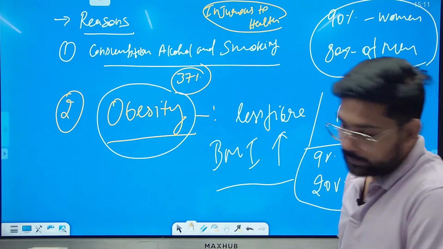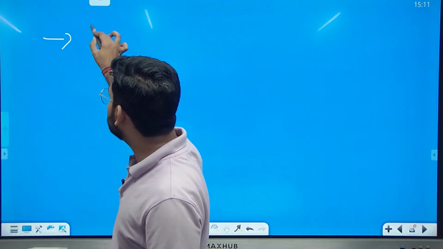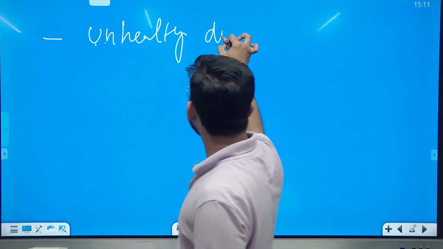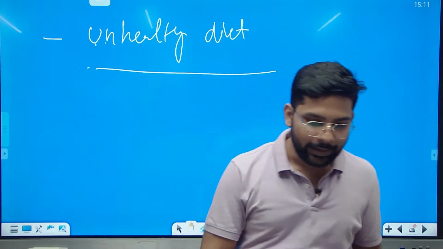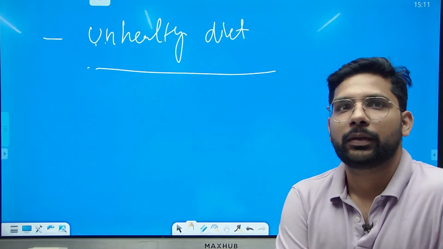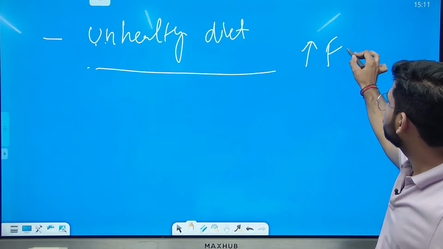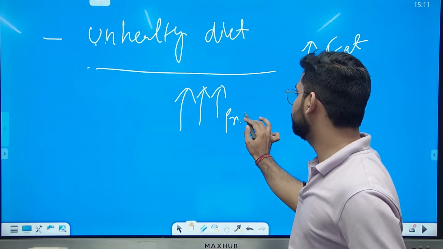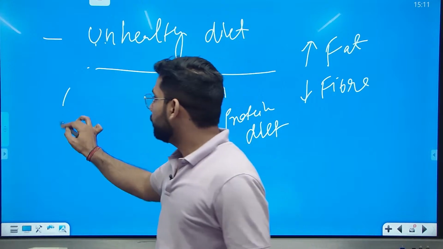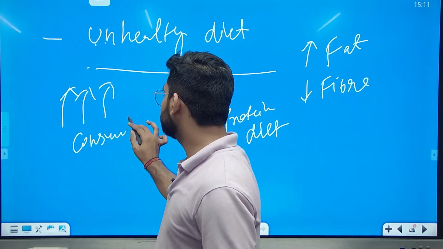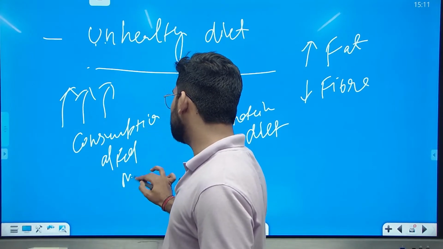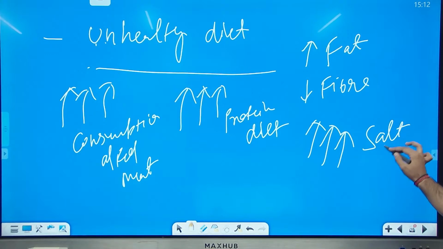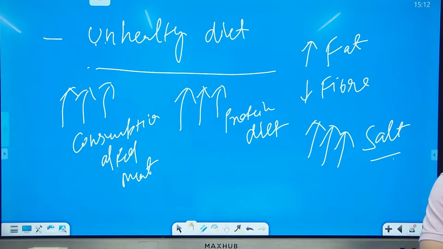थर्ड पे आते हैं स्पेसिफिकली द अनहेल्दी डाइट. ओबेसिटी जिसका रीजन भी एक, आप फिजिकल एक्सरसाइज नहीं करते, अनहेल्दी डाइट खाते. द थर्ड इज द अनहेल्दी डाइट. In unhealthy diet, that is the high in fat, less in fiber, very high protein diet, very high consumption of red meat, very high intake of salt continuously. These are also the reason of cancer.